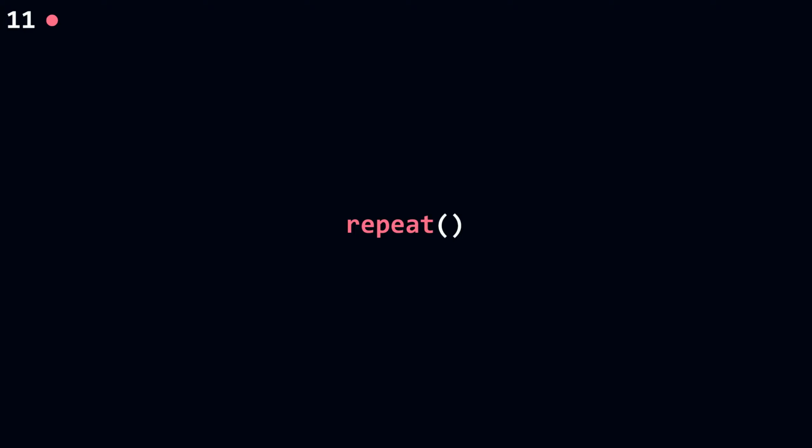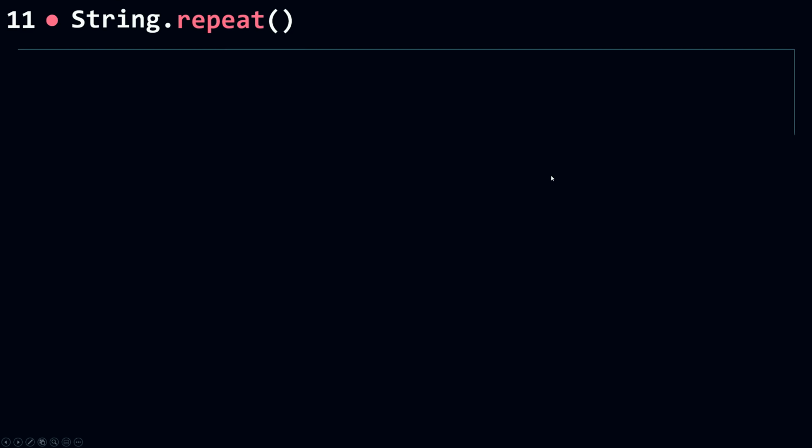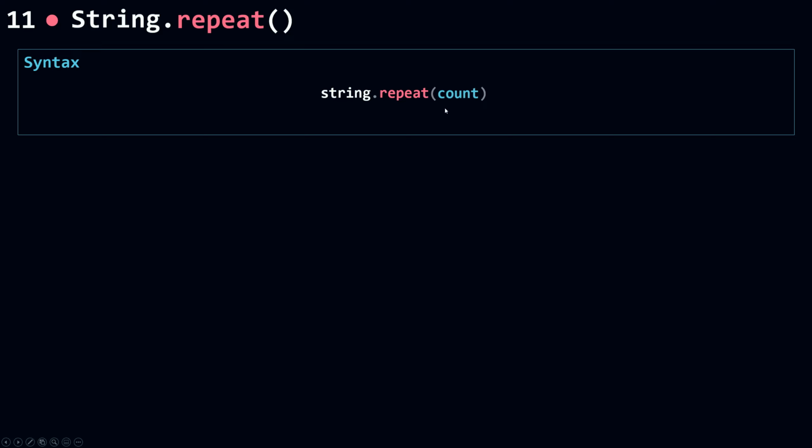And now let's talk about repeat. So repeat is used whenever you want to make more copies of a string. Whenever you want to repeat a string, the syntax is simple. You call repeat on the string you want to make more copies of, and then pass the number of copies you want. This is called count. Now let's see some examples.